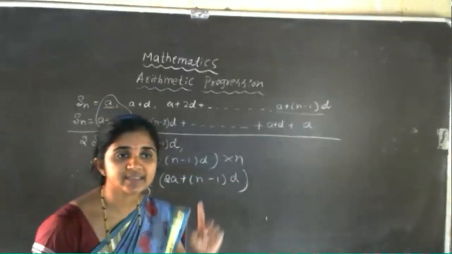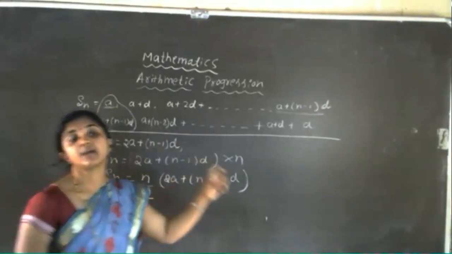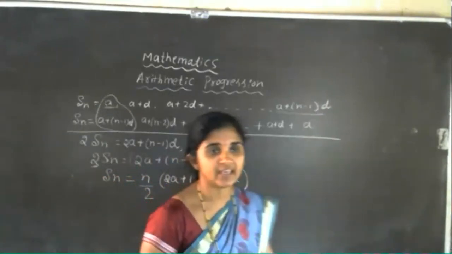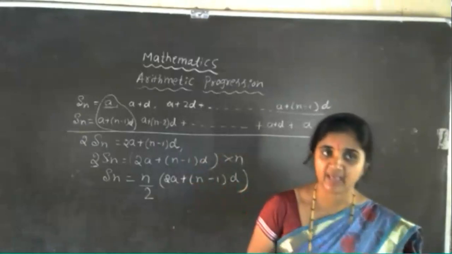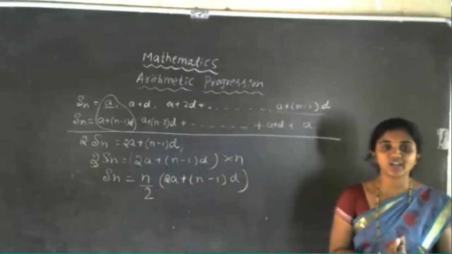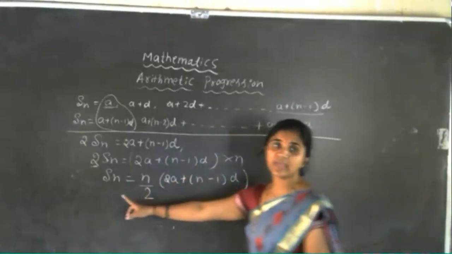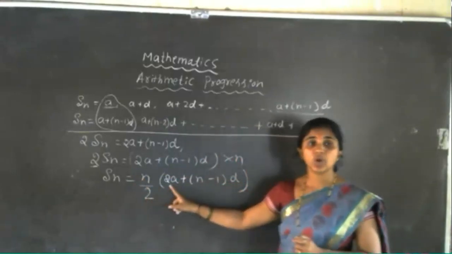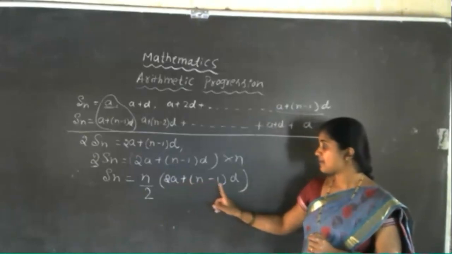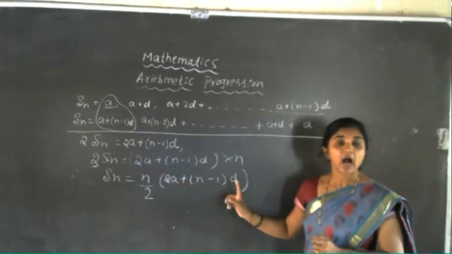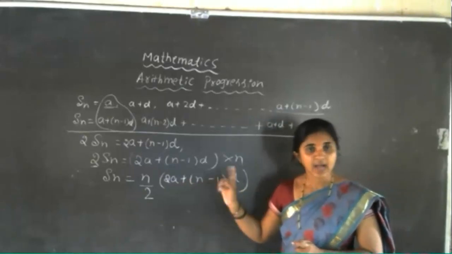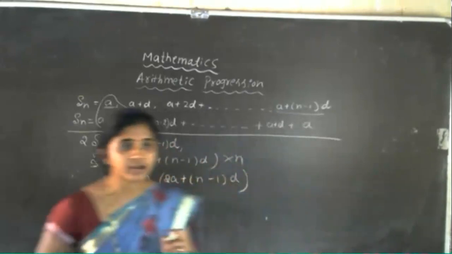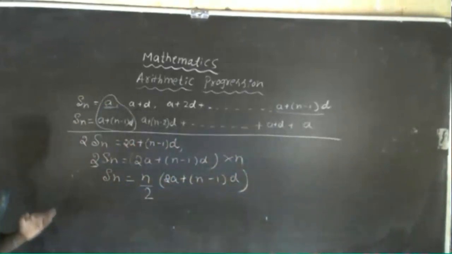is the formula to find out the sum of n terms of an AP. Sum of n terms of an AP formula is Sn is equal to n divided by 2 into 2a plus n minus 1 into d. How they got this formula? Got the idea, no? If you want, once again I'll repeat this concept.